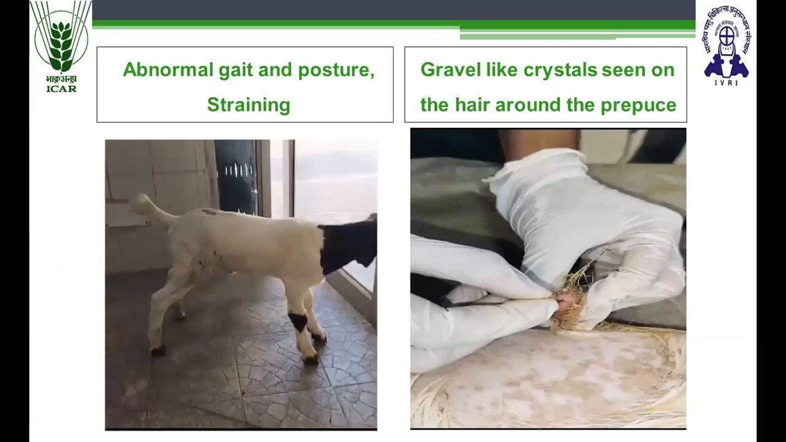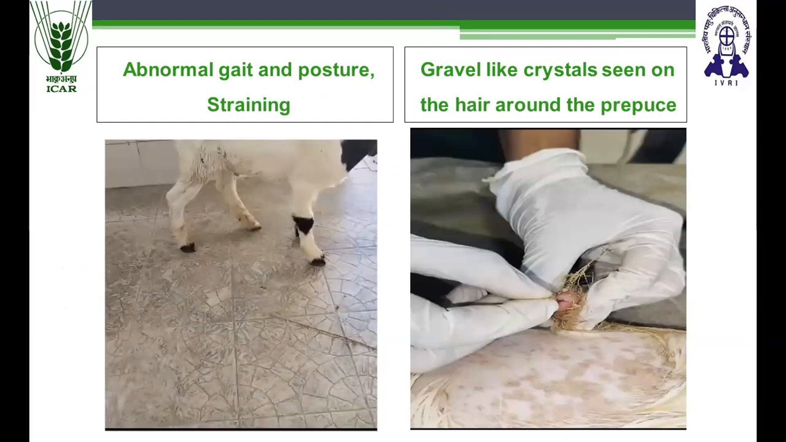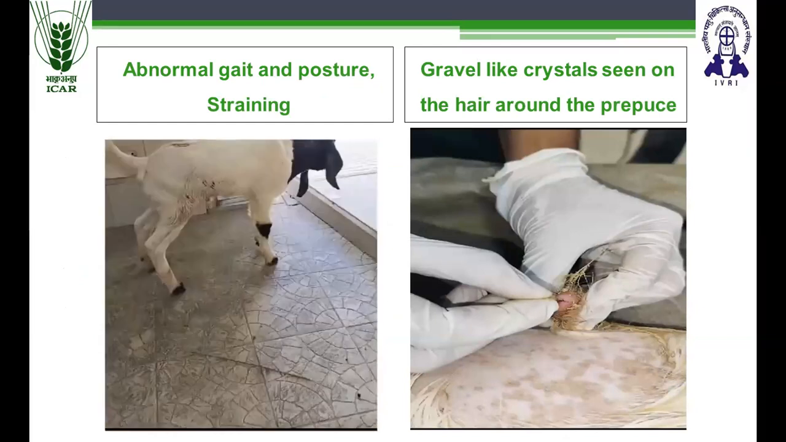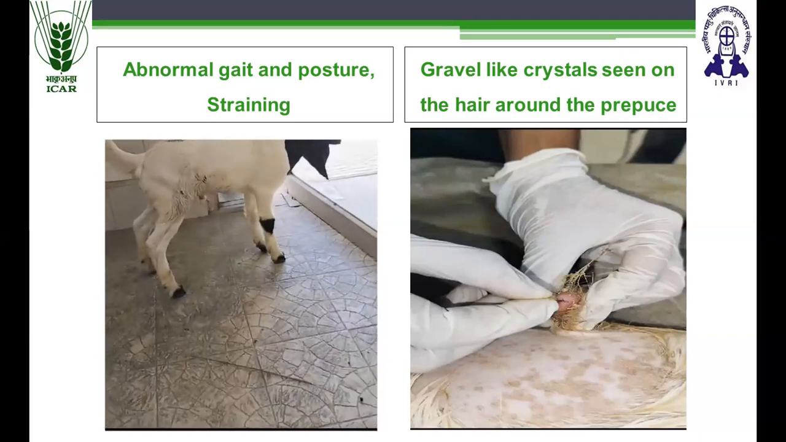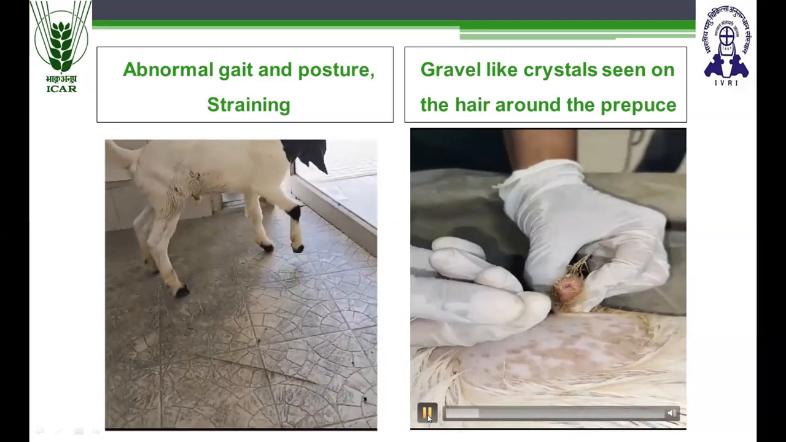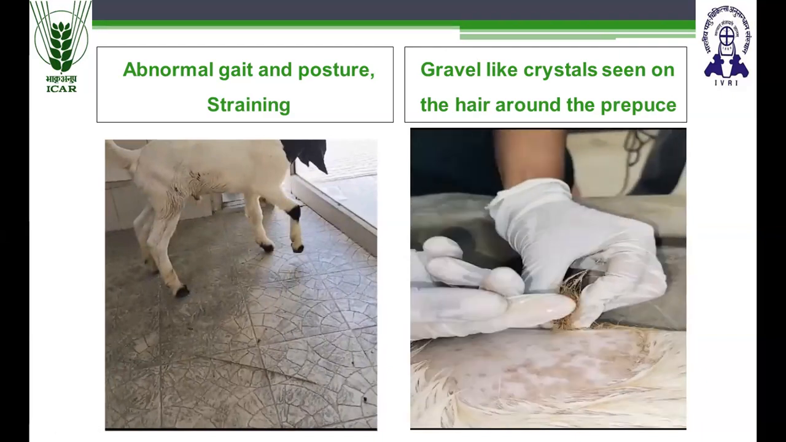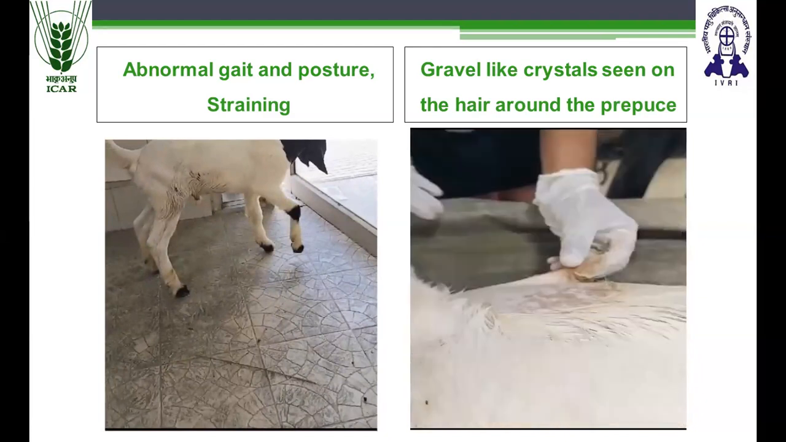This goat was presented with obstructive urolithiasis, and if you carefully observe, you can see the straining of the animal, the contraction of the abdominal muscle, how it is feeling difficulty, and the animal was found to be restless. In this video, you can see the prepucial hairs are painted with the calculi. In most of the obstructive urolithiasis cases of goats presented here, if we examine, we can see uroliths obstructing the hairs around the prepuce.